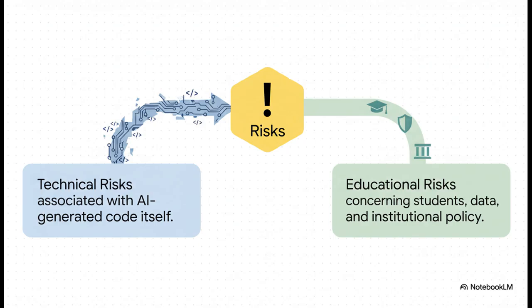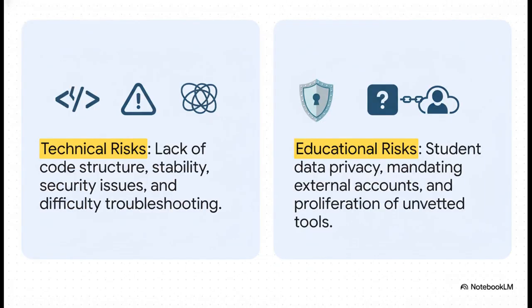And on the other, and this is arguably more important for us, are the educational and institutional risks. So on the technical side, the code an AI writes can sometimes be a bit messy, maybe a little unstable, or even have security holes. And if you have no idea how it works, fixing it is, well, it's pretty much impossible. But it's the educational risks where we really need to be careful.